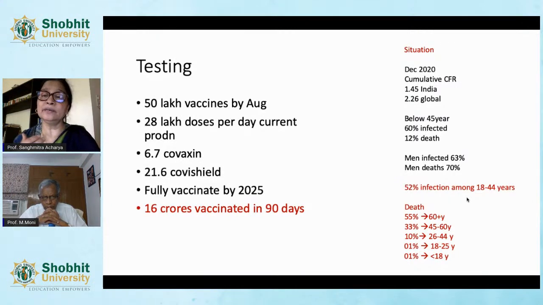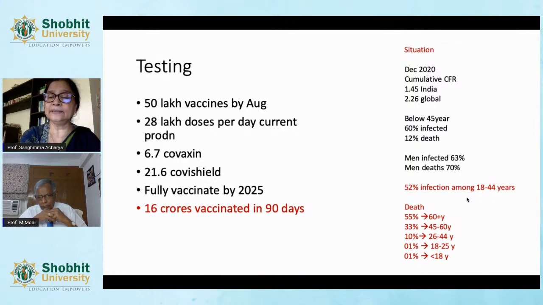And there were more men who were infected, and even the deaths among men were higher, 70% as compared to women, for example. The age group 18 to 44 accounted for 52% of the infection. And similarly, if you look at the deaths, as I've just said, 55% of the deaths were among the higher ages.